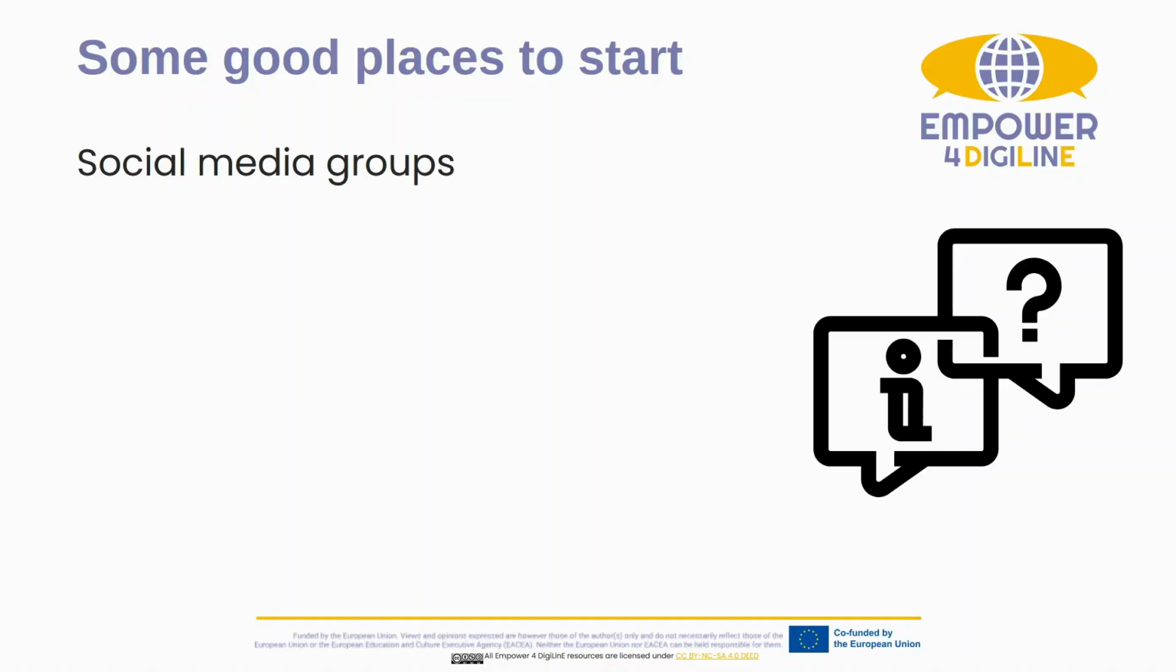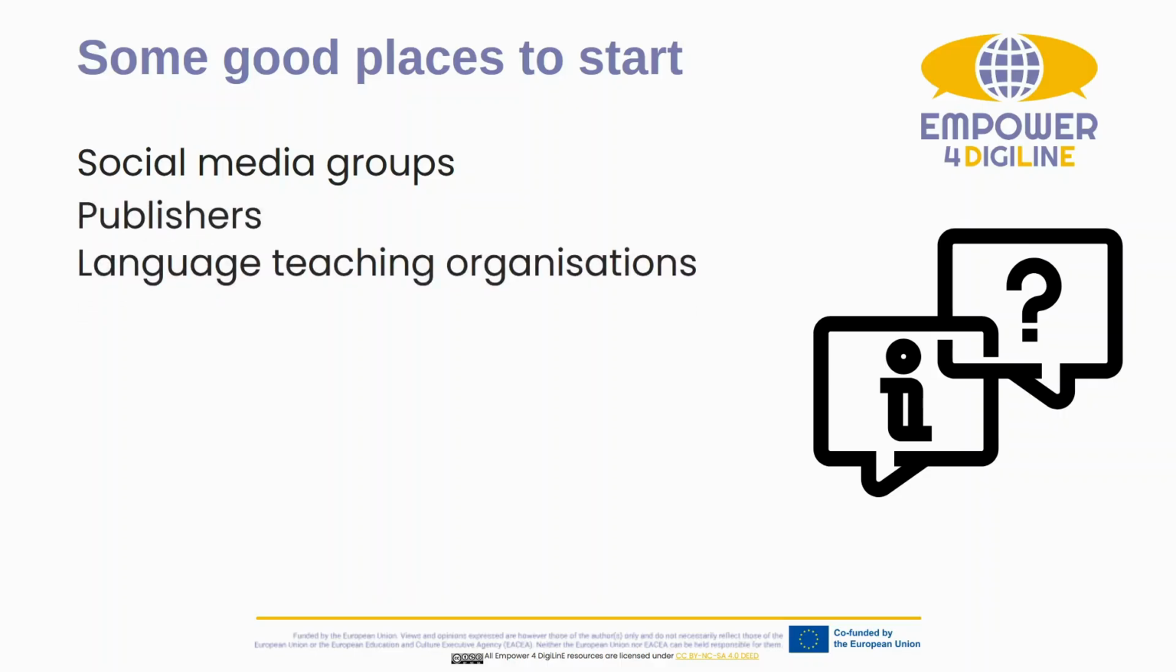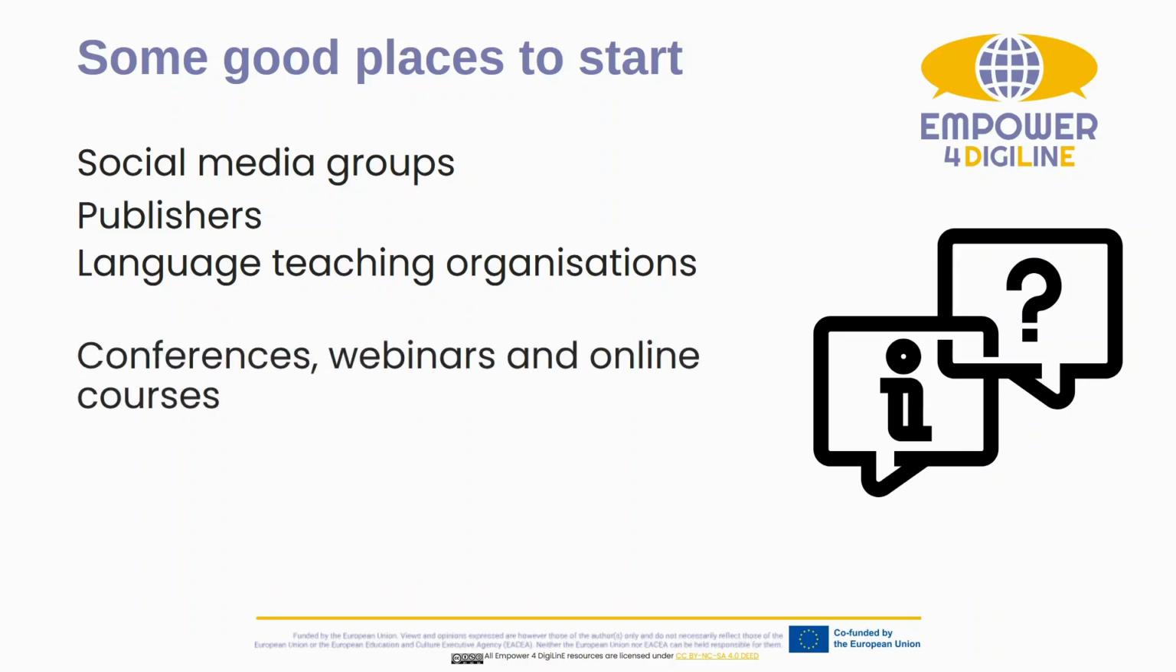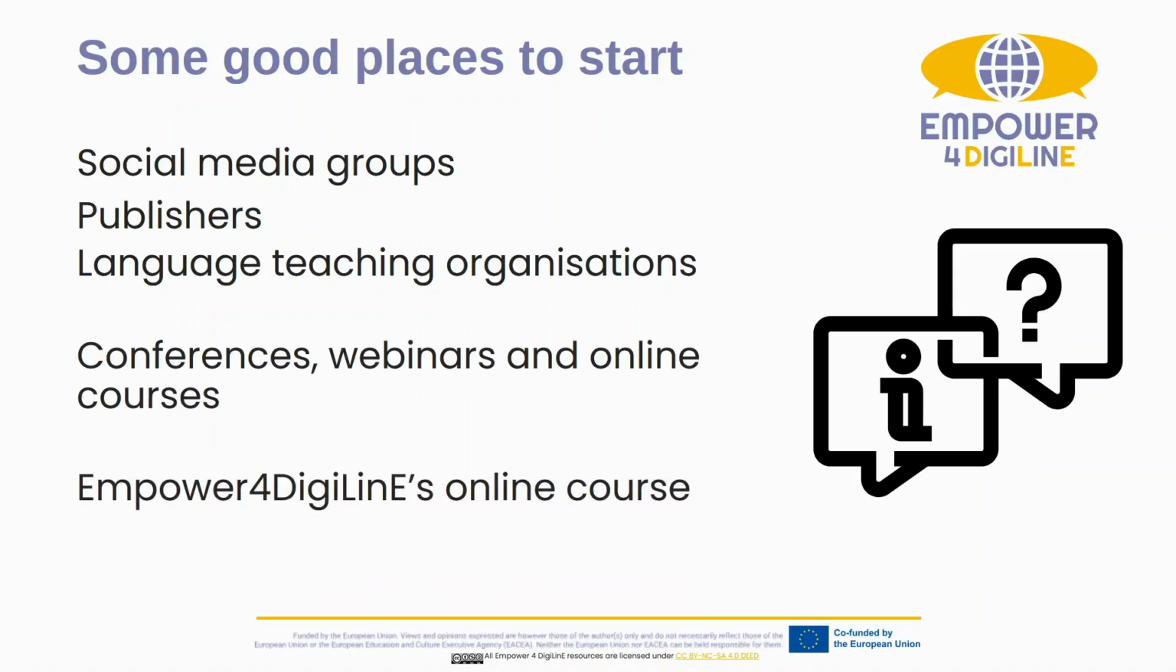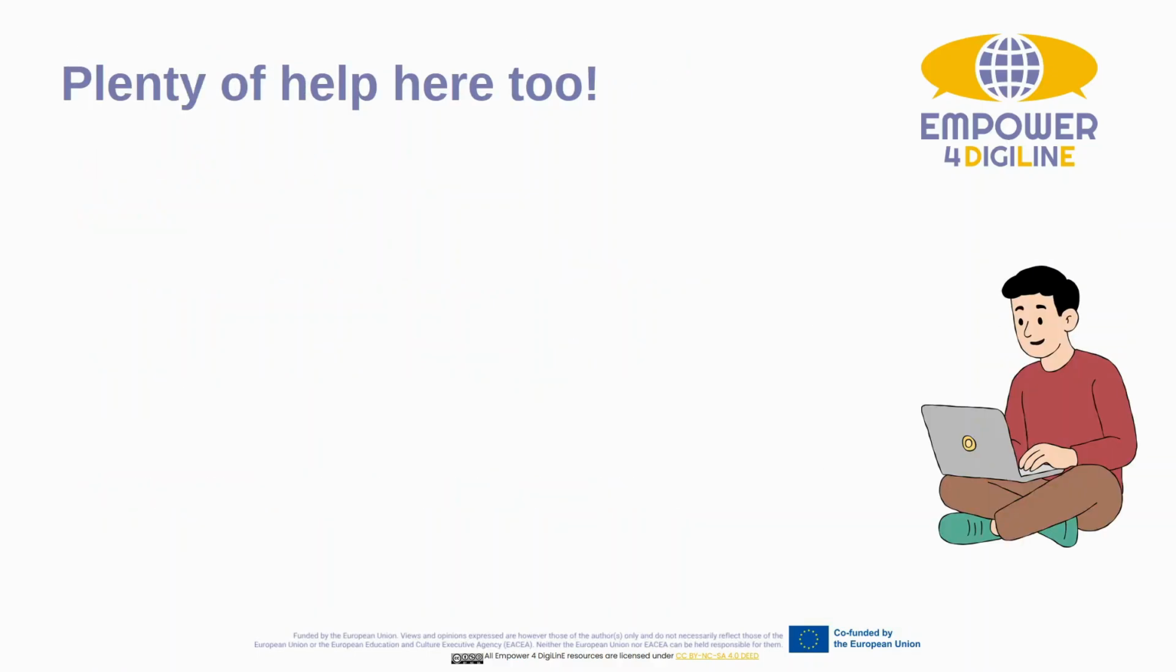Try joining discussion groups and support groups on social media, the likes of Facebook and LinkedIn, for example. You can also check on the websites of publishers and language teaching organisations. They often share information and organise training courses for teachers. Check out conferences, webinars and online courses. And of course, don't forget Empower for DigiLine's own online course, where you'll find lots of information about AI tools in more depth and lots of other topics as well.